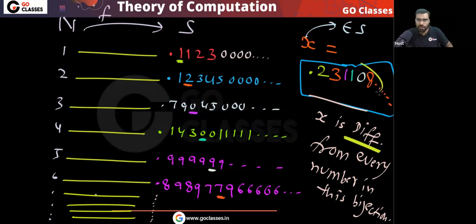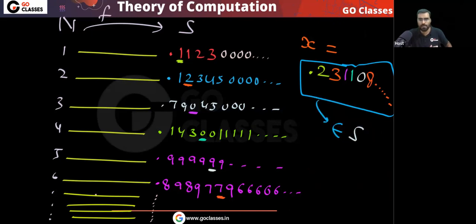Tell me, X will be different from this 100th number in which position? In the 100th position. Yes or no? So you can notice X is different from every number in this bijection. So I can say X is not covered. Yes or no? In your bijection, you did not cover X. Okay, so X belongs to S, but not covered by the bijection.